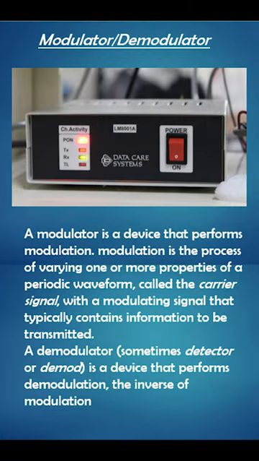A modulator is a device that performs modulation. Modulation is the process of varying one or more properties of a periodic waveform, called the carrier signal, with a modulating signal that typically contains information to be transmitted. A demodulator, sometimes also known as a demode, is a device that performs demodulation, the inverse of modulation.